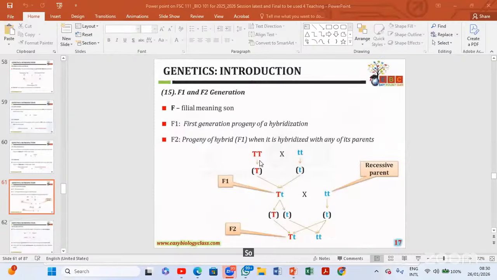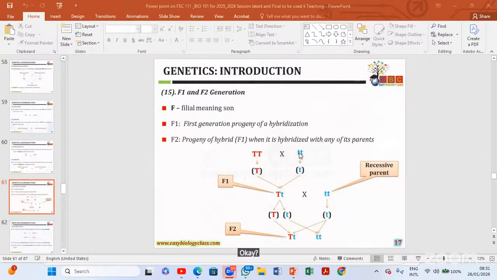So here we cross a homozygous dominant parent with a homozygous recessive parent. The homozygous dominant parent will produce all gametes that are capital T. The homozygous recessive parent will produce all gametes that will be small t. So when they cross, we have F1 that will be heterozygous.